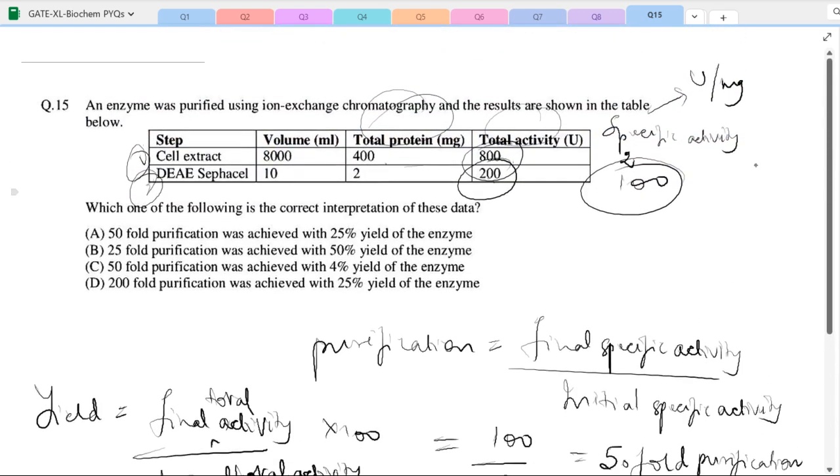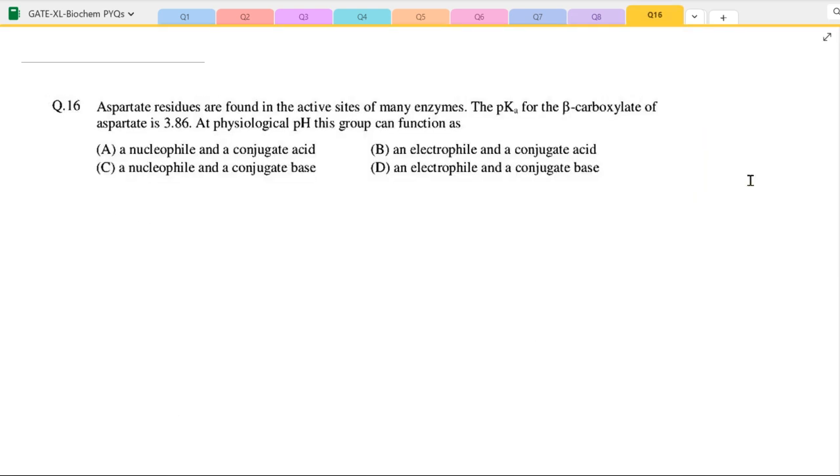And hence the correct answer here is option A, which is 50-fold purification was achieved with 25% yield of the enzyme. So again, it's not a very great purification, but still this is how you calculate. Moving on to the next question.